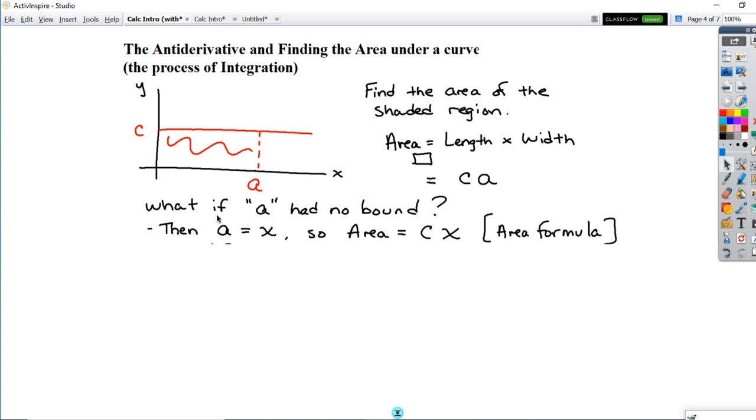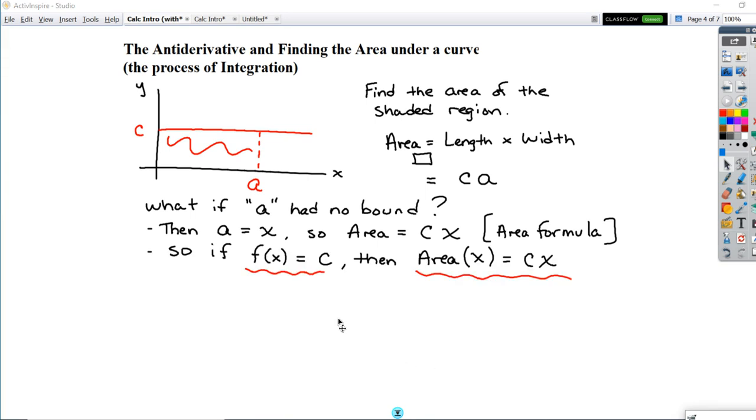So the area formula Cx will tell you the value of the area for any value x if you have a graph y equal to c. So I want you to make this connection here. If f at x equals c, then the area as a function of x is cx.